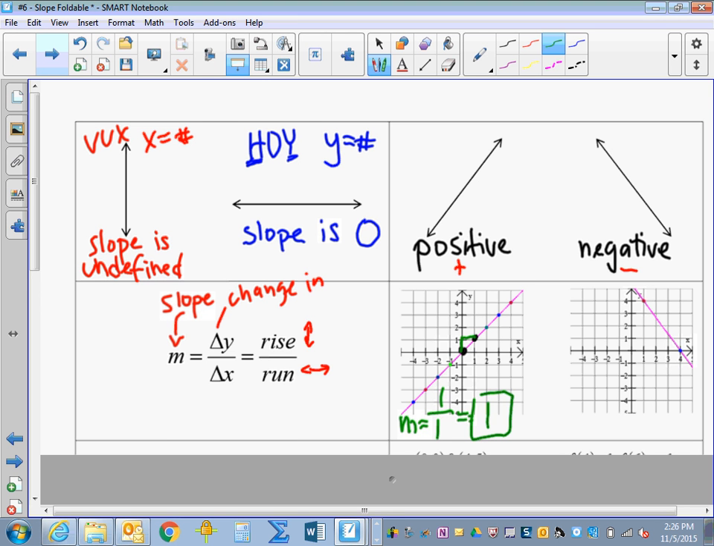All right, now my other graph. What type of slope do I have here? Negative. So I know my answer is going to be negative. So let's pick two nice points. Here's one. Another one. Here's the other nice one. All right, how much do I have to go up? One, two, three, four. So I went up four. And how much do I have to go to the left? One, two, three.